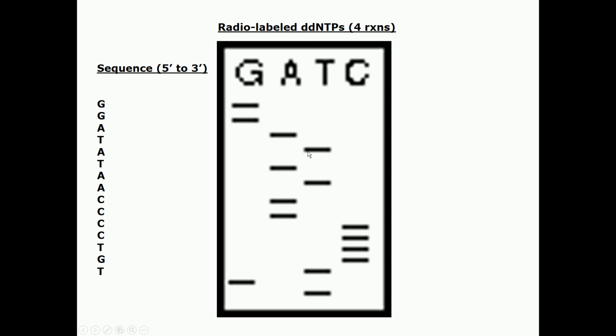So if this is the tube with G dideoxys, you can see if you're getting this fragment, it means at this point there was one G. So remember that dideoxy G is going to complementarily attach to cytosine, but on the opposite strand it is G. So the sequence is for that basically.